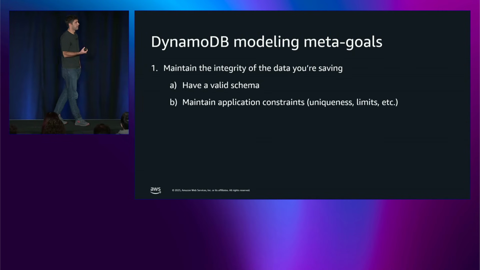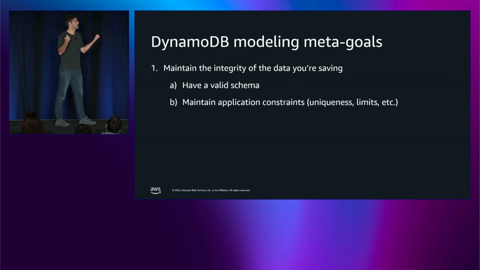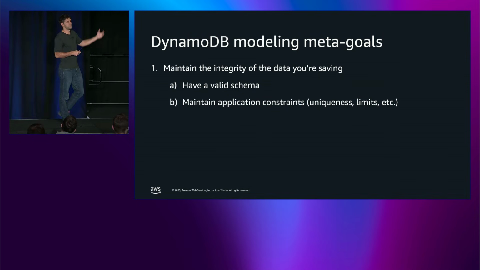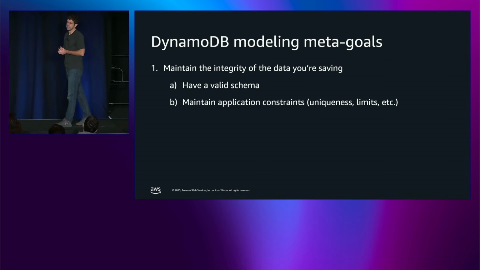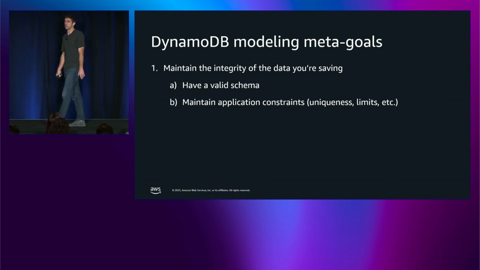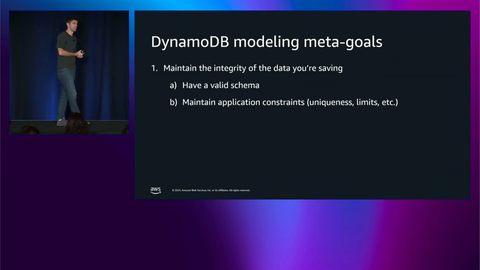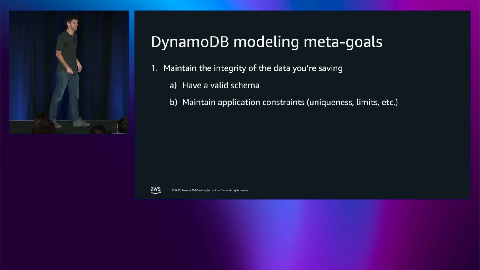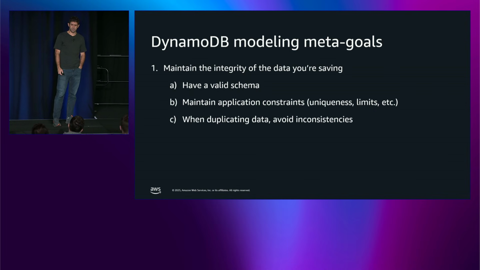Additionally, when you're maintaining the integrity of your data, you want to maintain constraints across items, right? If you have some uniqueness requirements, you don't want to have multiple users with the same username, right? You need to maintain uniqueness that way. Or maybe you have some sort of limits you need to enforce in your application. How are you going to do that? And that's where Dynamo condition expressions are going to be your friend, maybe transactions, but think about those constraints and make sure you're modeling for them.